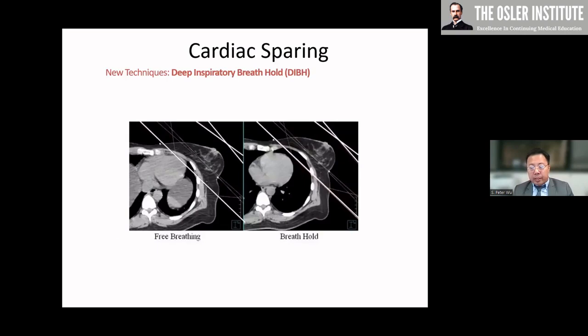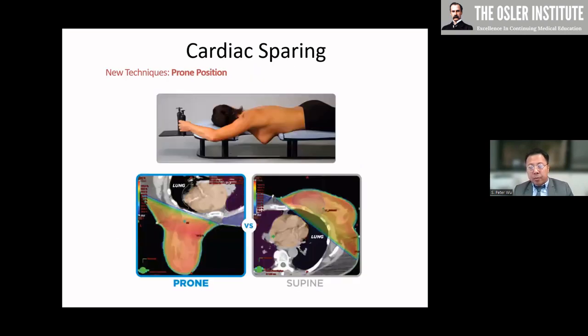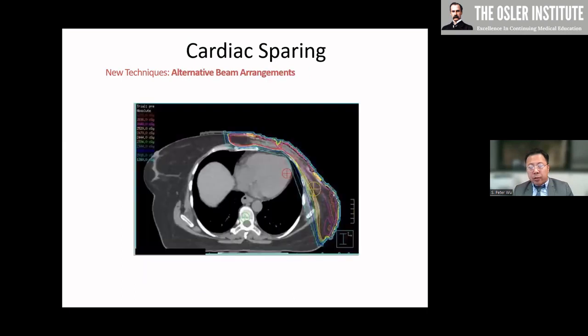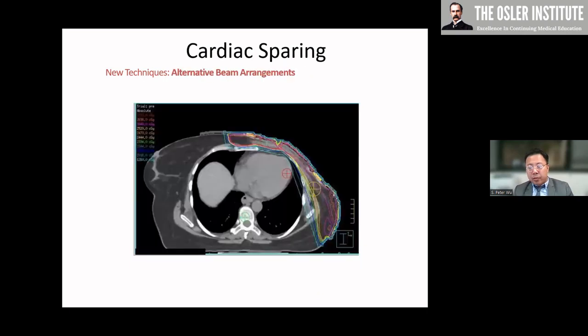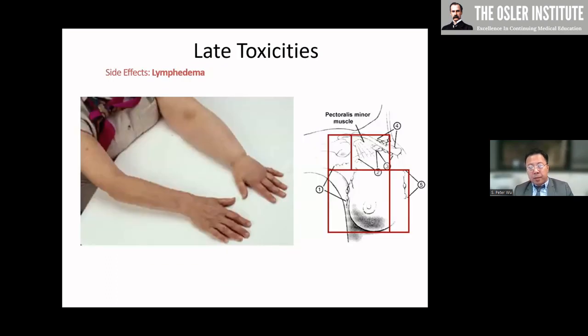Active DIBH, again, is an excellent way of sparing the heart. Prone breast and alternative beam arrangements are also excellent. If you have a woman who's very wide, you can just do 2 tangents, one here and one here, or you can do VMAT. VMAT plans don't get to the heart sparing that you might get with prone or DIBH, but you can still get a mean heart dose of less than 4, oftentimes less than 3.